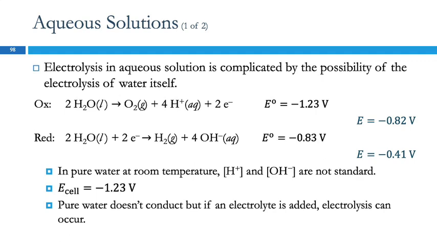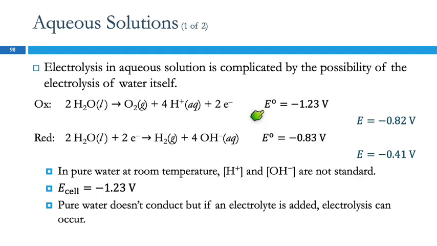Okay, so that was talking about molten salts. If we're doing electrolysis in an aqueous solution, which is much easier, you can do that at room temperature, not at crazy high temperatures, things get complicated because the water itself can be electrolyzed. So, like with the battery, we can have oxygen forming and hydrogen forming.